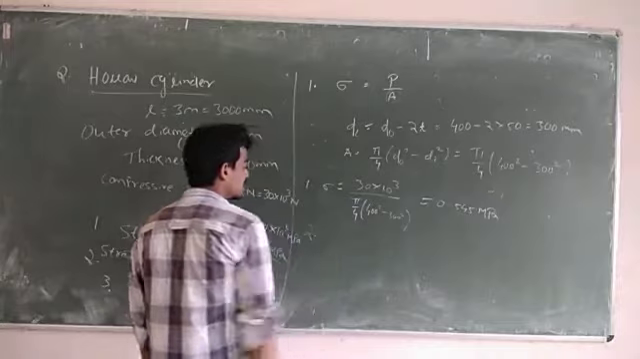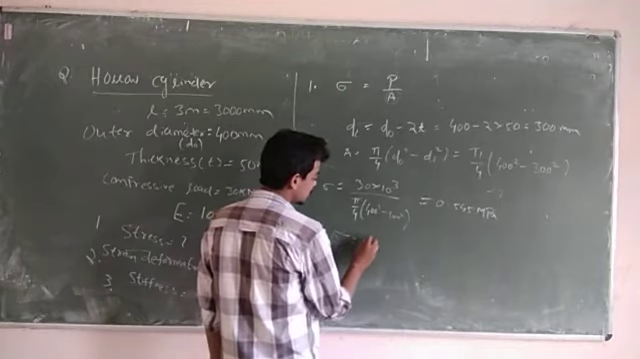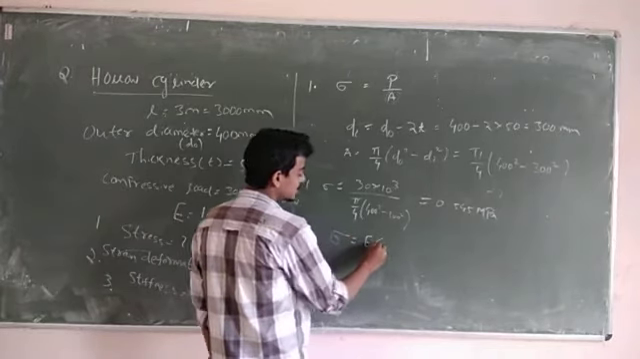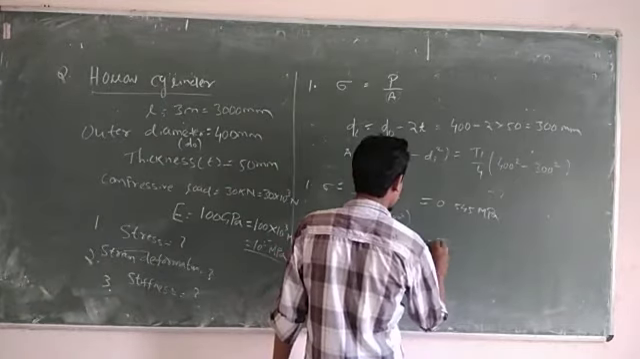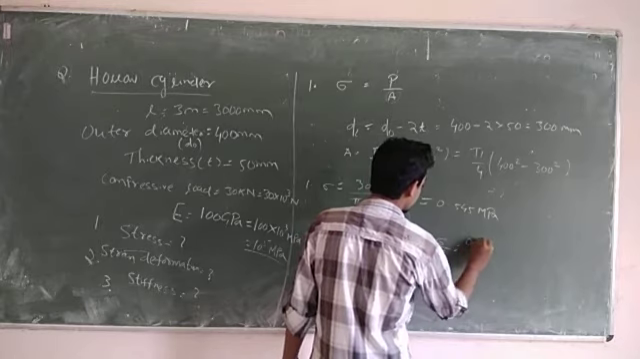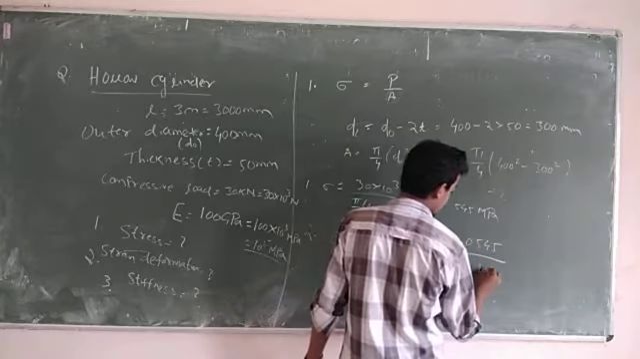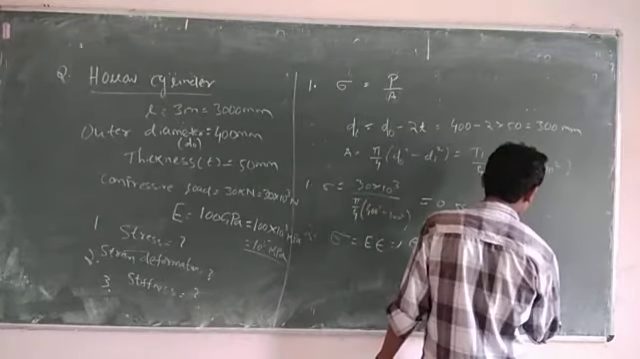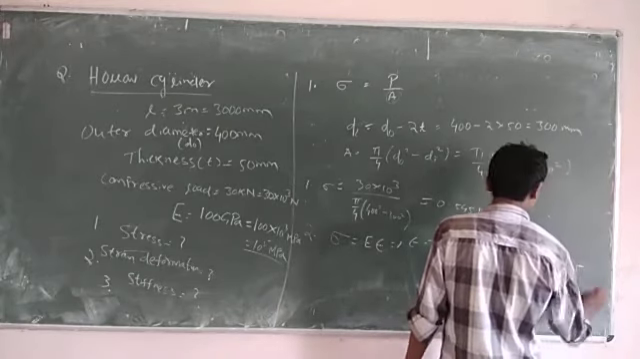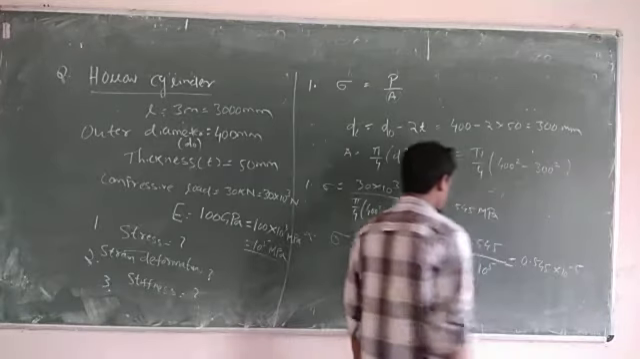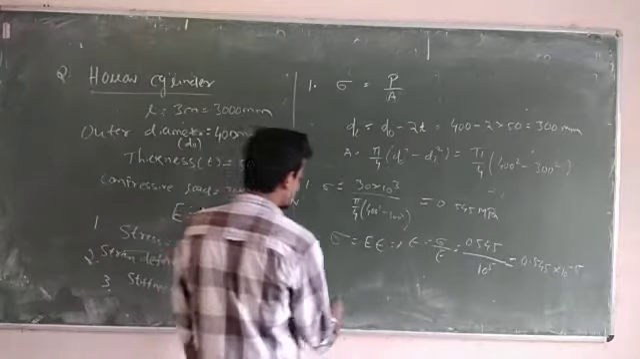Now the second one, how to find out strain? From Hooke's law you already know, stress is equal to modulus of elasticity into strain. So strain will be sigma by E. Sigma you already calculated, 0.545, by E, which is given as 10 to the power 5. So it will become 0.545 into 10 to the power minus 5. Sorry, it is strain, so no unit. Leave it like this. Now how to find out deformation?